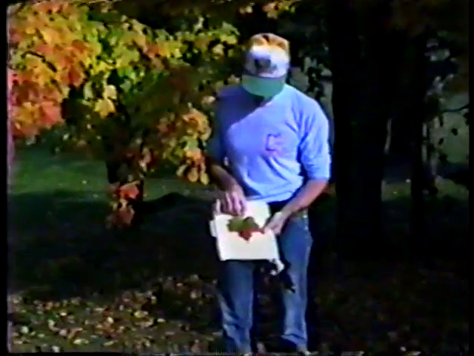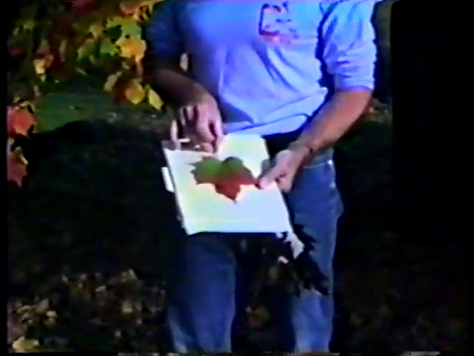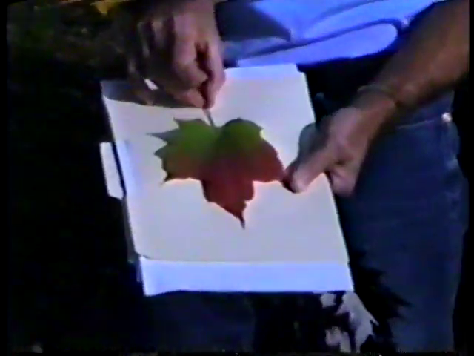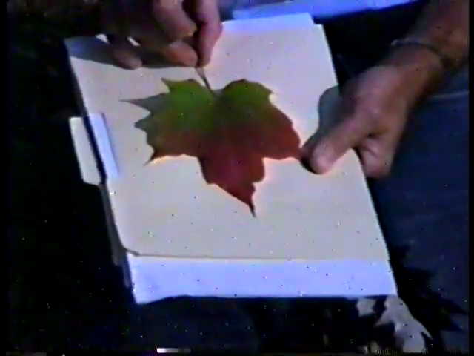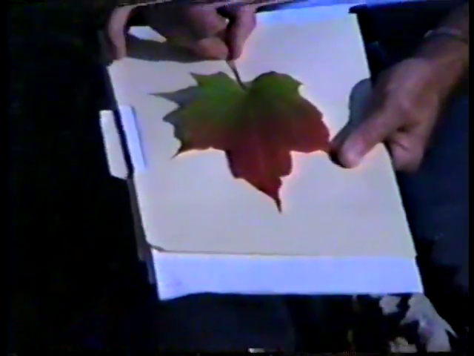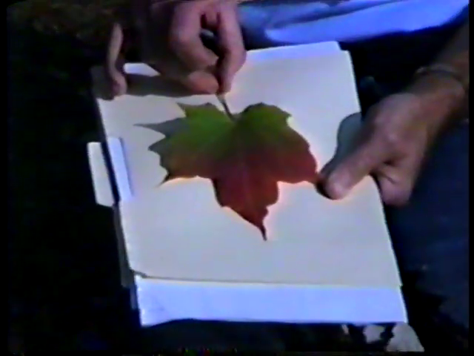What we traditionally call a sugar maple. You can see the leaf, and its basic shape is probably one of the simplest to identify. A straight, traditional shape. However, there's one interesting characteristic about the maple trees, and that is the fact that all their leaves are opposite.